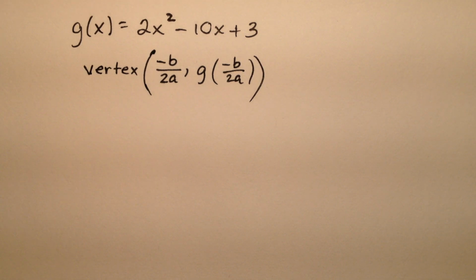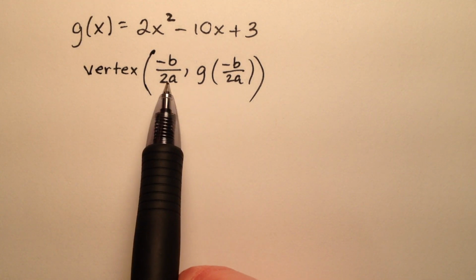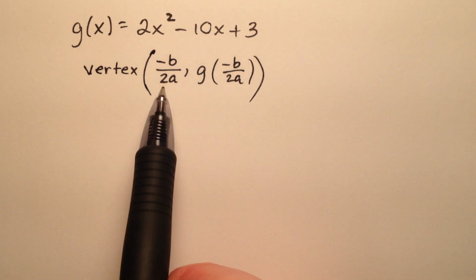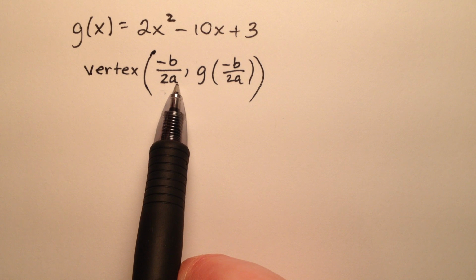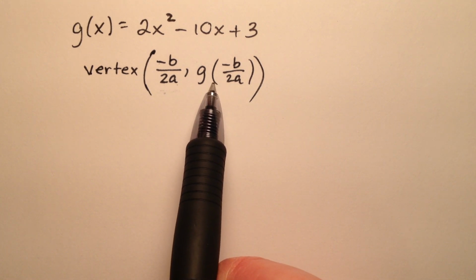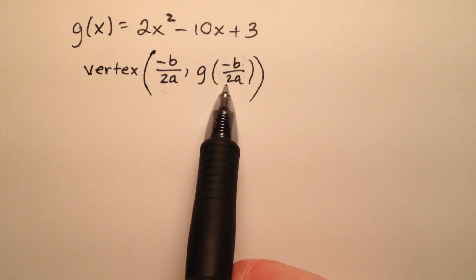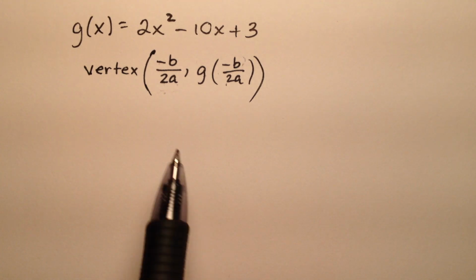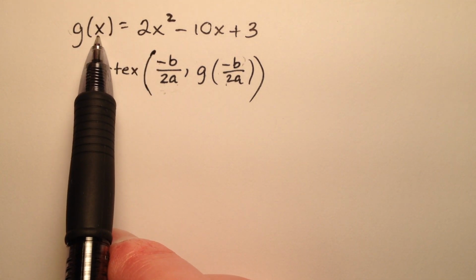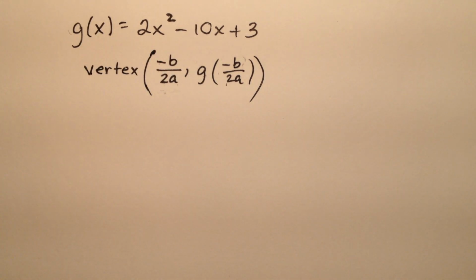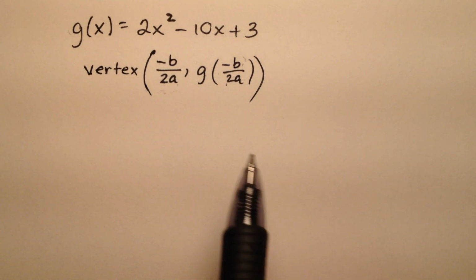So my vertex is an ordered pair, so x-coordinate and y-coordinate. The x-coordinate is going to be given by the opposite of b over 2a, and then the y-coordinate will be given by whenever I plug that x value into my function. Because remember, a function works input-output. I'm going to plug in an x value, and I'm going to get out a y value. So let's go ahead and do this.